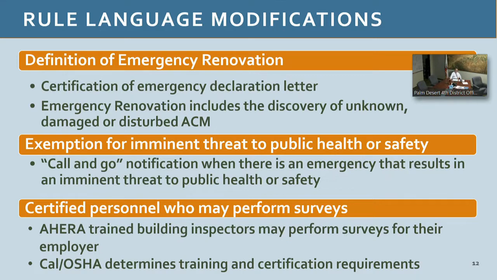We also made a change here on the types of personnel who can perform surveys. So our current rule language requires that a certified asbestos consultant perform the survey. That's a fairly high bar. We heard from stakeholders that in many cases, they have employees who have HERA training on building inspections, and whether it be possible for them to be allowed to do those surveys. And after consulting with Cal OSHA, we thought that was a reasonable request. Cal OSHA is the body that determines what's adequate training for asbestos inspections, and they agreed that would be an appropriate bar. So we added that provision to allow that additional flexibility.